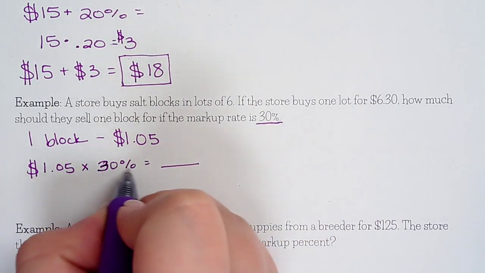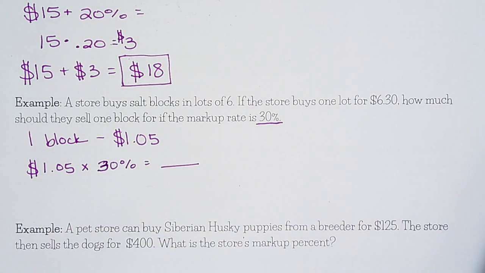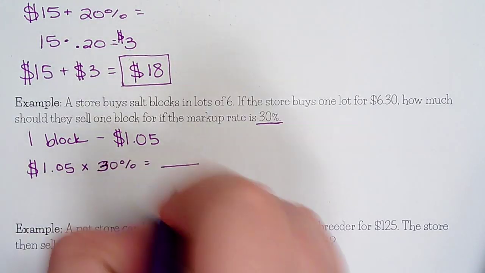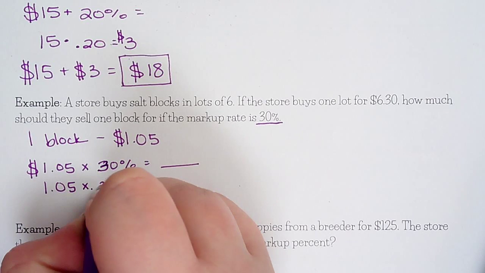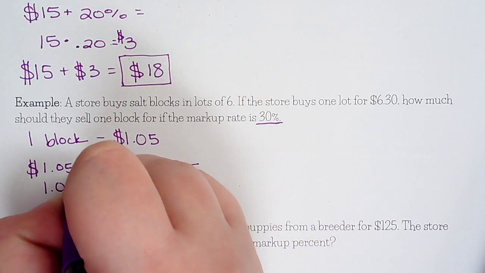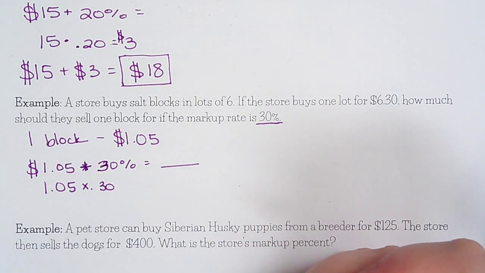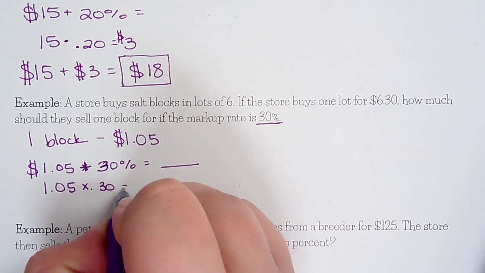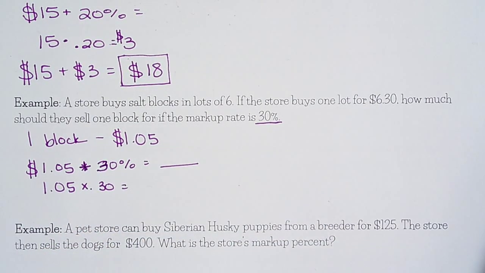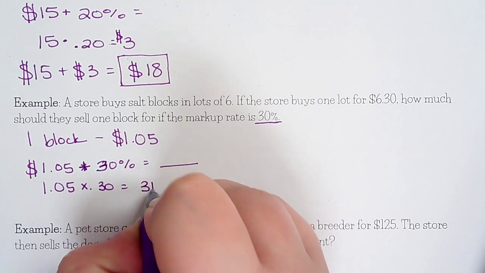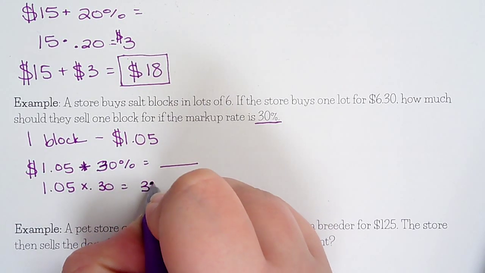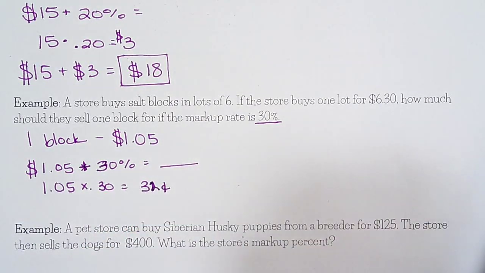But we can't add dollars and percents. So what we have to do is say 1.05 times 30%. This should be a plus. I just realized that's wrong. My apologies. 30% of 1.05 is going to be 31, we'll round it up to 32 cents.